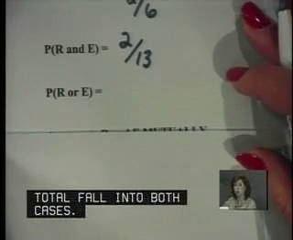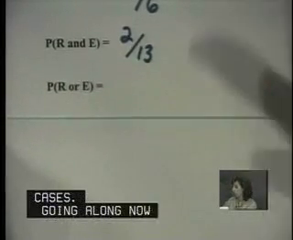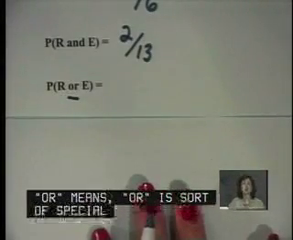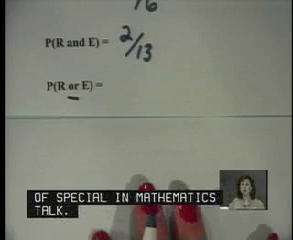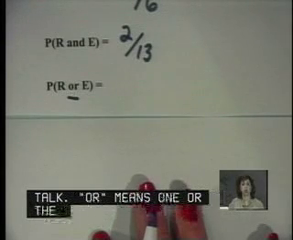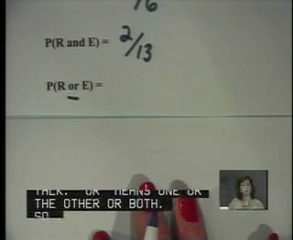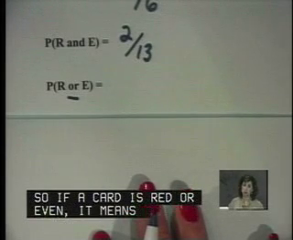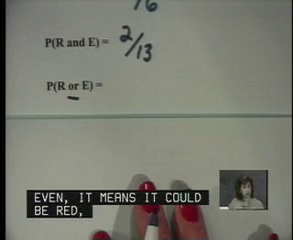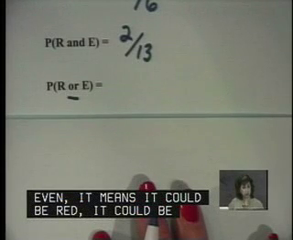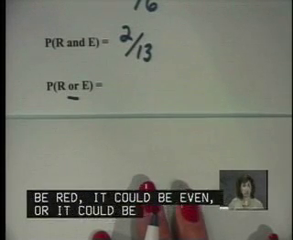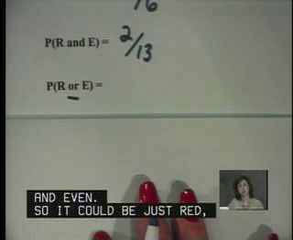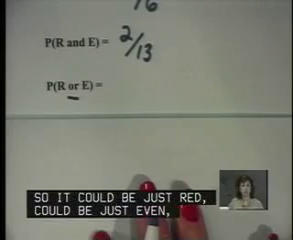Going along now, what OR means. OR is sort of special in mathematics talk. OR means one or the other or both. So if a card is red or even, it means it could be red, it could be even, or it could be both red and even. So it could be just red, could be just even, or could be red and even at the same time.